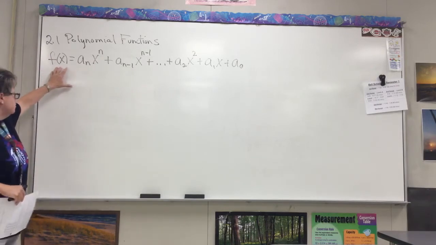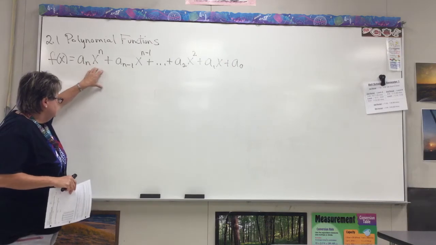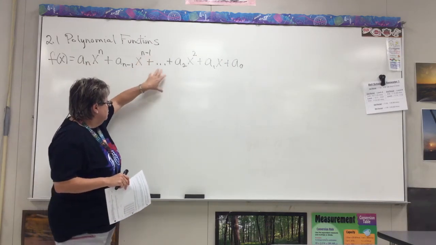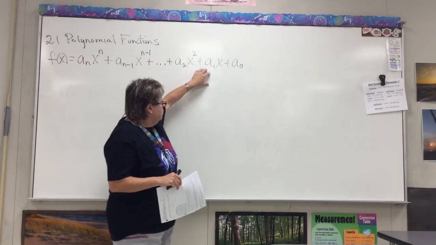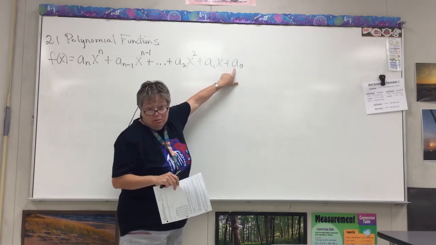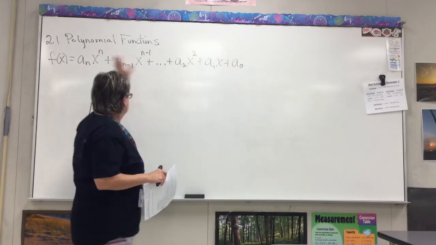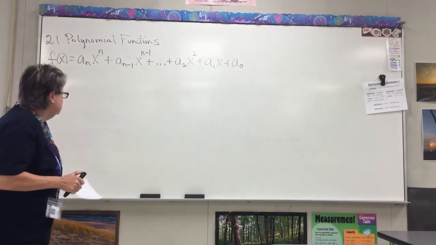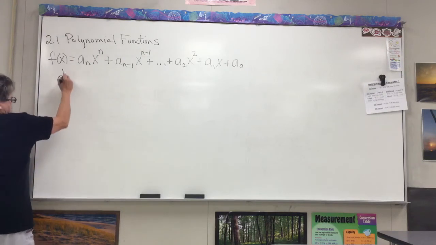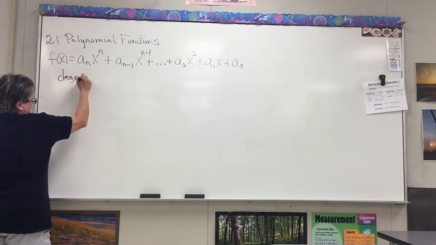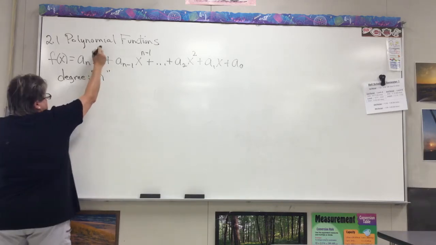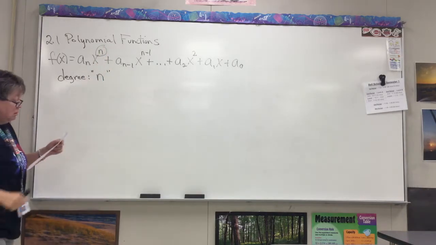f of x equals a sub n x to the n plus a sub n minus 1 x to the n minus 1, and so forth all the way down to a sub 0, which will be a constant. So we are in descending order, which you are probably used to seeing. Remember that a polynomial in this form has degree n. That would be our highest exponent.